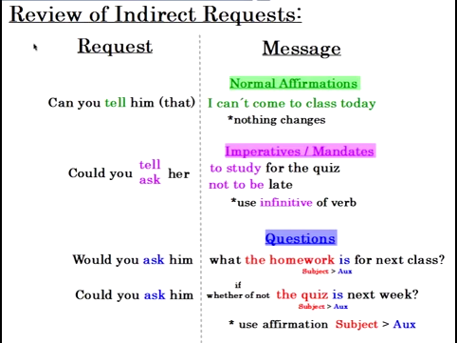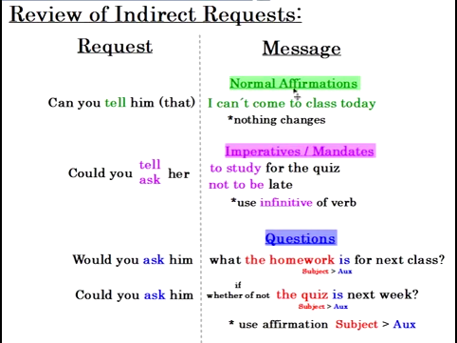All right, so to finish, let's just review indirect requests. Remember, the request is the first part of the sentence. That's the part where we're asking for something. So we say, can you tell him that? Or could you tell her? Or could you ask her? Or maybe, would you ask him? Or could you ask him? That's the request, right? And then the message is what we want the person to do. We want the person to say this for us or ask this for us.